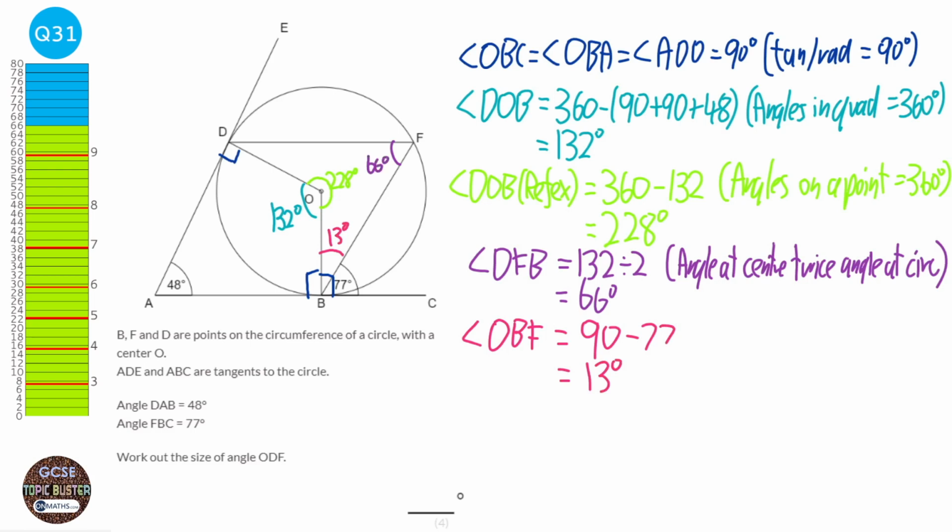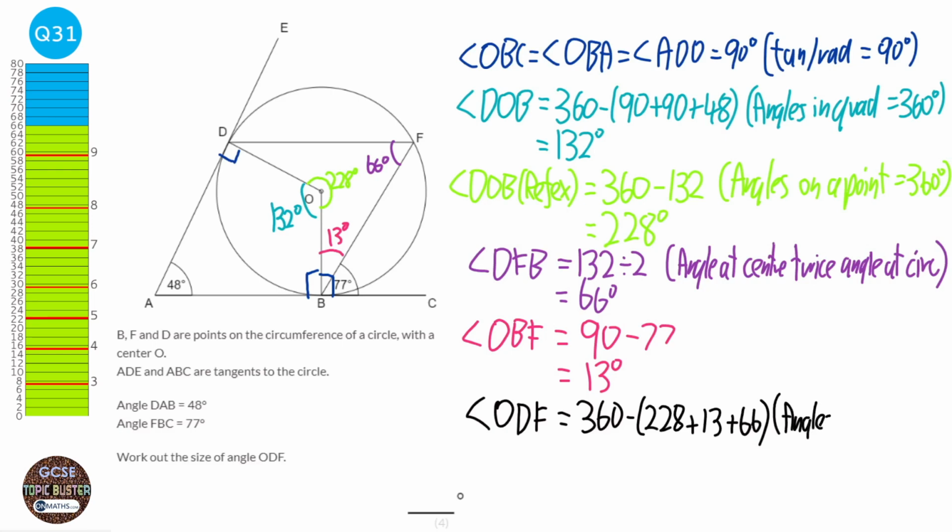And the final thing really here is that we've got a quadrilateral, kind of an arrowhead, and we've got 3 of the angles, 1, 2, 3, and we're looking for the fourth one. So angle ODF is going to be 360, take away all the angles that we know, so the 228, the 13, and the 66. And the reason being the same as before, so angles in a quadrilateral add up to 360 degrees.